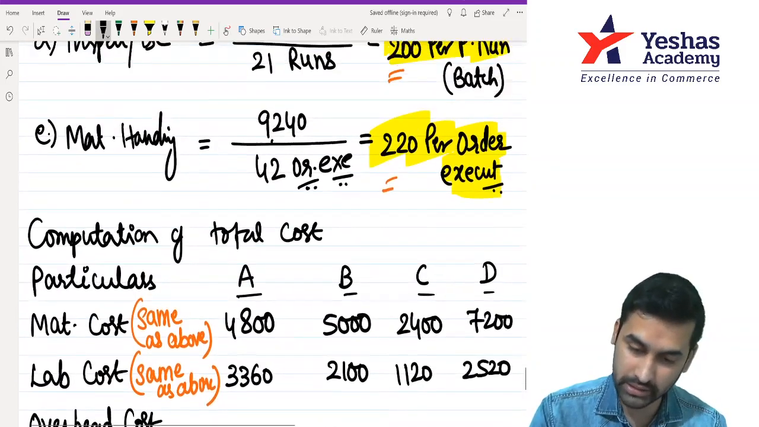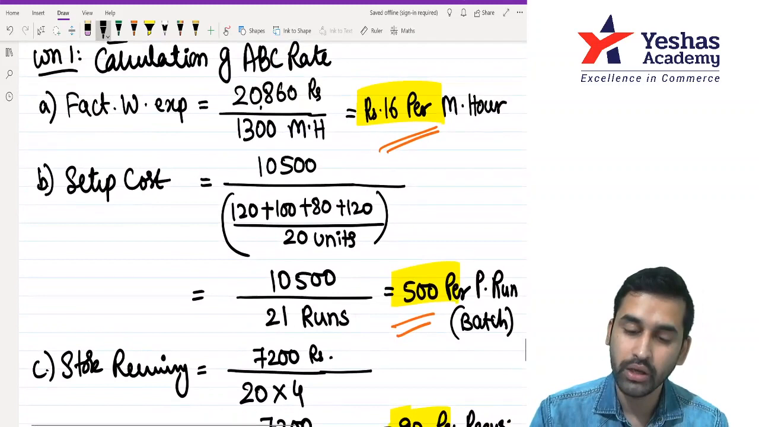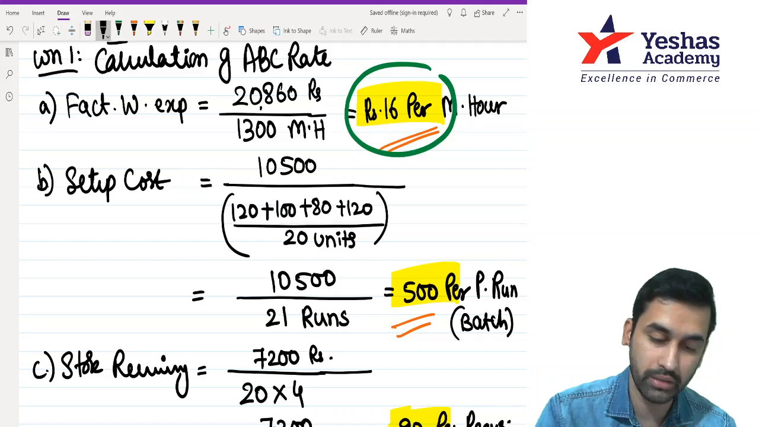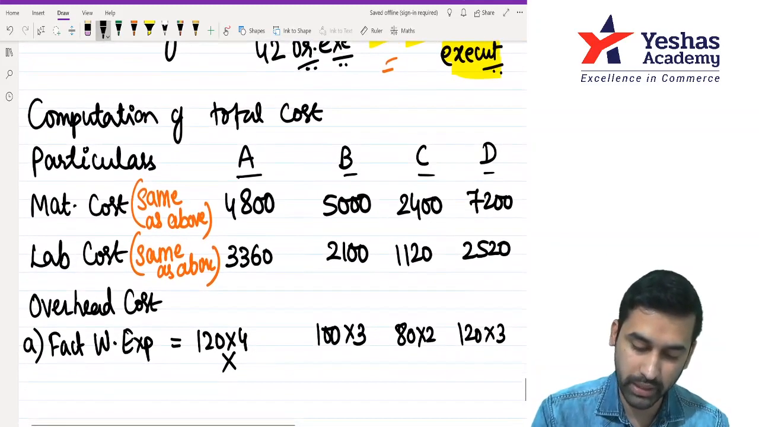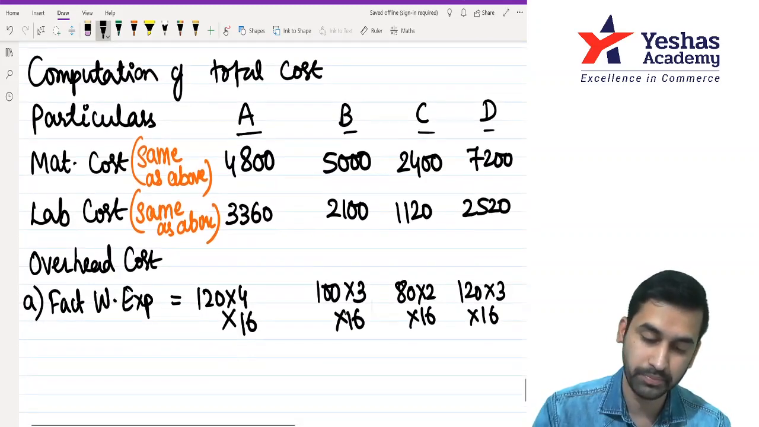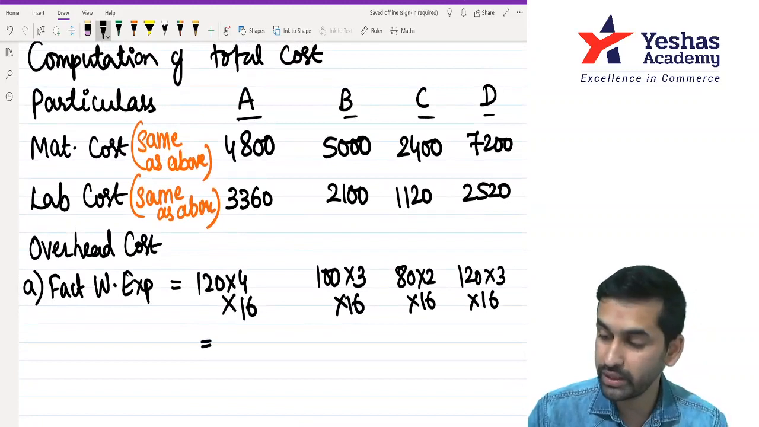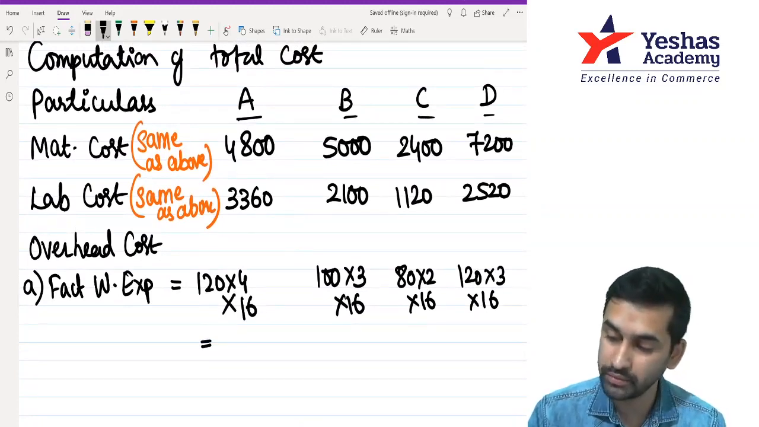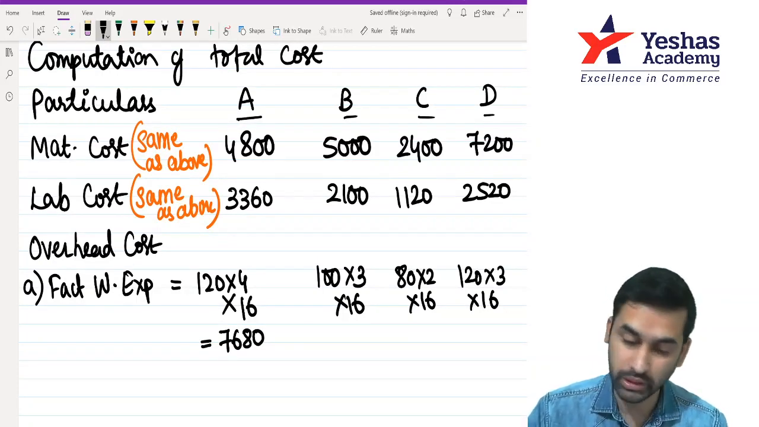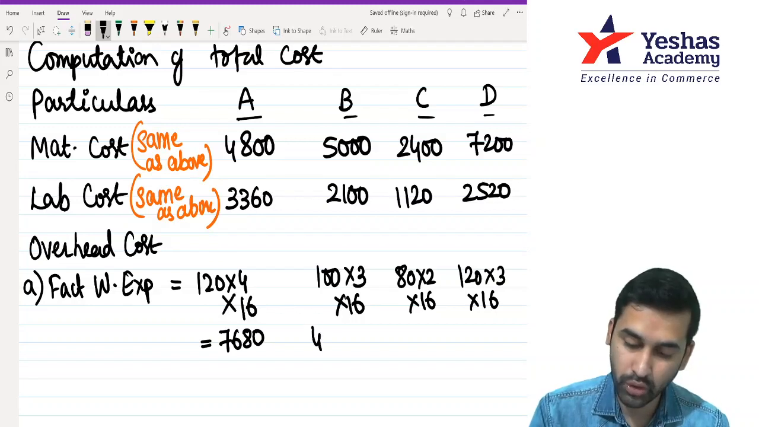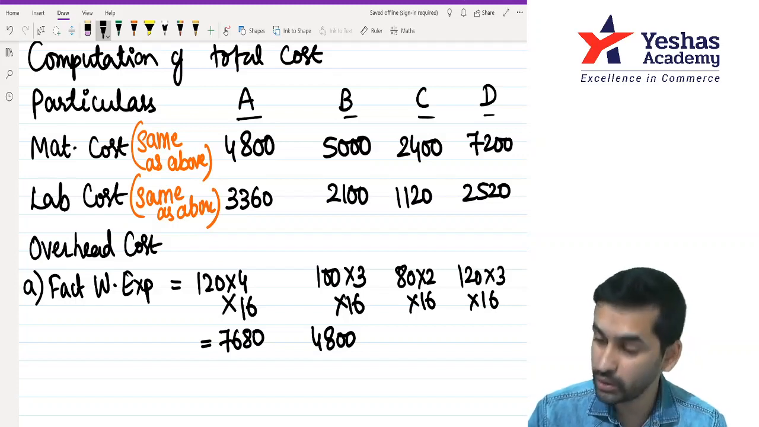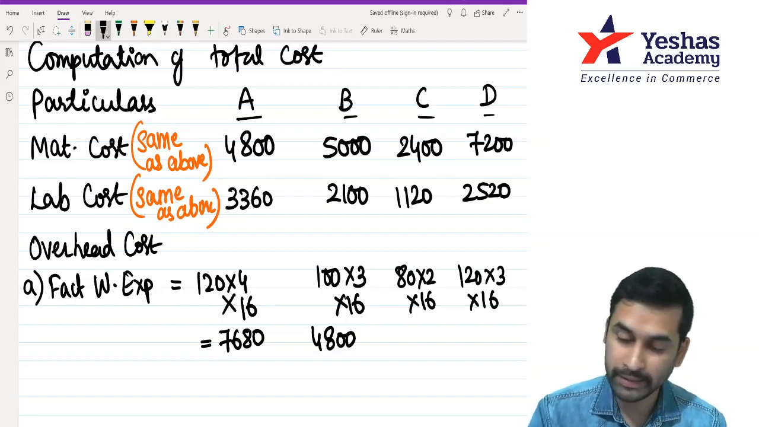Sir, where is that rate? Just above. You have done the working note already. 16 rupee per machine hour. I am circling in green now. 16 rupee per machine hour. Multiply all of this by 16, 16, 16 and 16. 120 into 4 into 16, 7680. 100 into 3 into 16, 4800. 80 into 2 into 16, 2560.